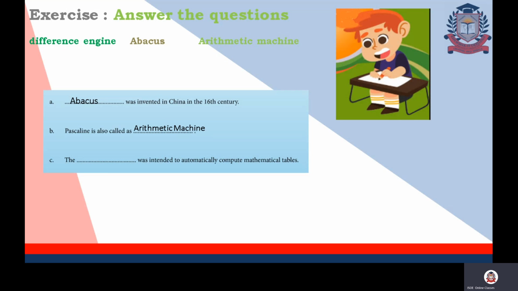Very good. The dash was intended to automatically compute mathematical tables. The last one: which one does the mathematical tables? A difference engine does the mathematical tables. It runs with steam, right? You all remember, right? Very good. So this is our exercises.